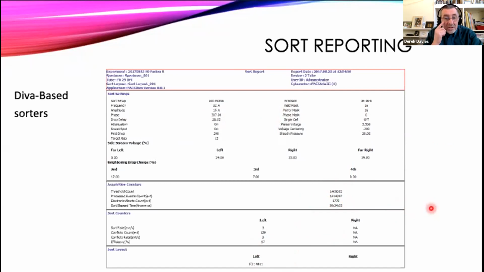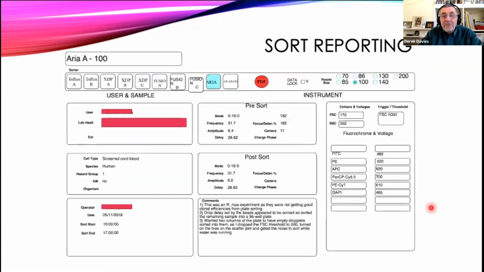So we run something like this, but not all of our machines are DIVA based. So we also have a Filemaker Pro database that has additional information. So it contains things like the fluorochromes and the voltages that were applied for each of the parameters. It tells you something about the experiment, and we've got space in there for putting in screen dumps as well. And it's also got an audit trail, so we know who actually ran this sort and where they came from, who did the sort, and so on. And it's always very useful to have those pieces of information.